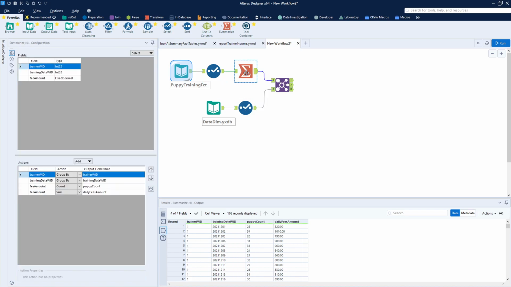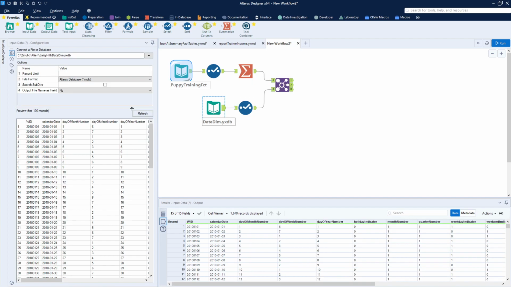What we want to do is, first of all, simply summarize this by day. So we take the trainer and their date and their fee amount and sum it up by that day, so that we don't have each individual puppy that's being trained, but we have that day's worth of counts. We then take that information and join that to the date dimension.